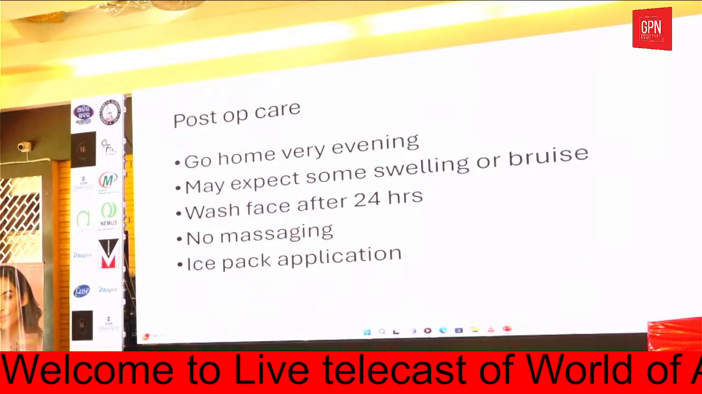Post-op care, not much to do. Go home the very same evening. You may expect some swelling and bruise that may persist for 2 or 3 days. So it should ideally be done at a time when the patient is not going for any social function in those days. Wash the face after 24 hours. No massaging. Ice pack application definitely helps in decreasing the swelling. And some amount of antibiotics and swelling decreasing agents like serratiopeptidase do help.